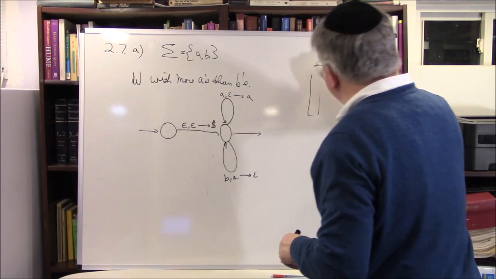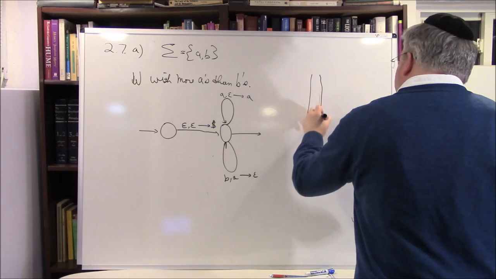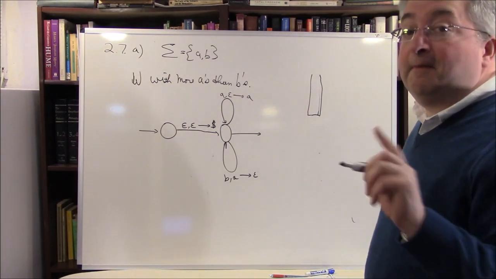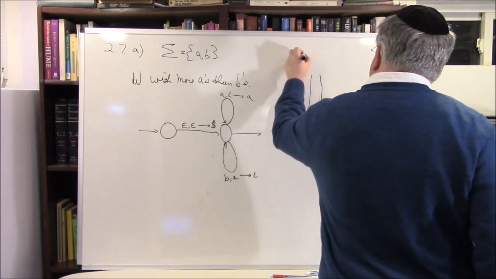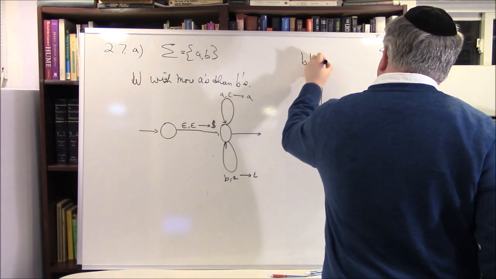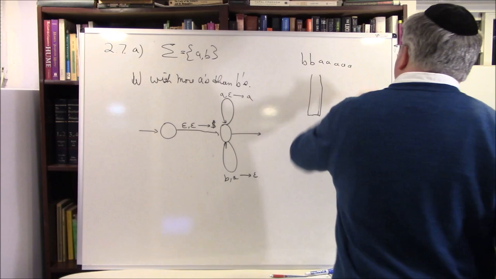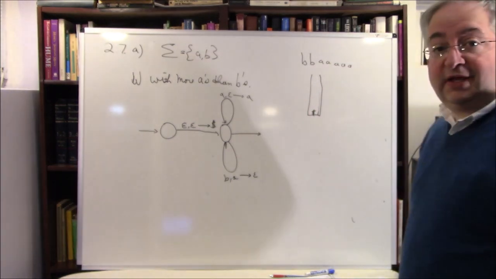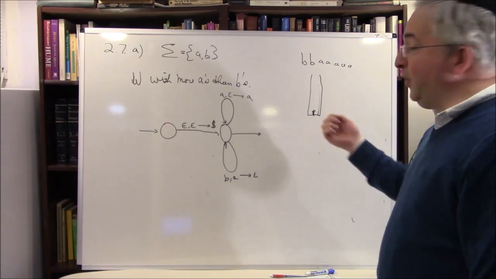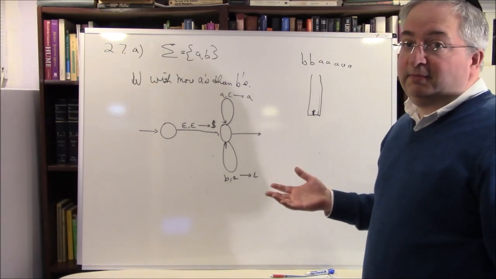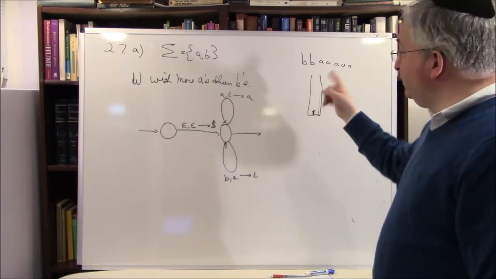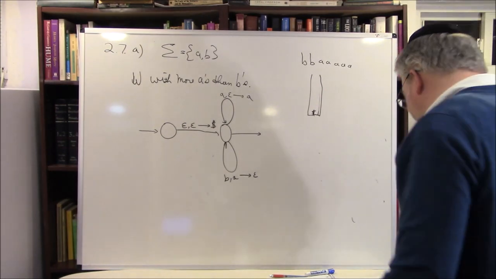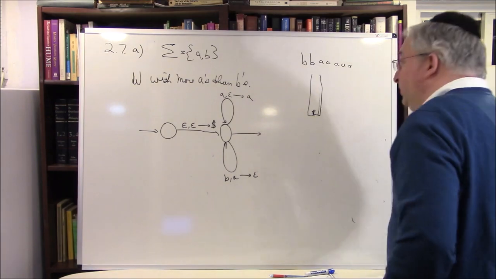Let me show you how it doesn't work. Let's say we have not the same word, but the same A-B ratio. How about this? B, B, A, A, A, A, A, A. You're going to start off with the dollar sign. Very nice. Now you have a B. There's no A's to pop off. Big problem. So this won't necessarily work. What you have to do is a little bit more complicated than that.